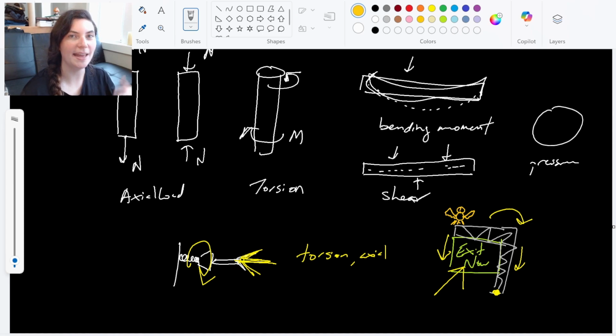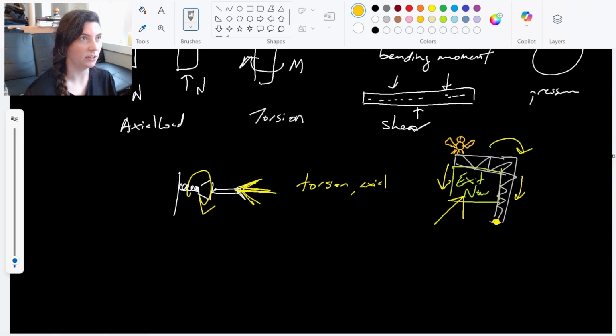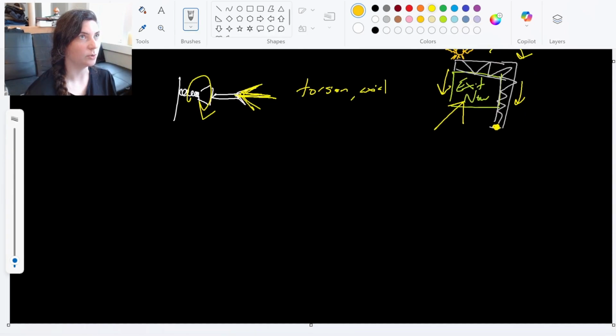So there's often many, many things going on one particular member where we need to account for all of these things. And luckily, we kind of already have learned a way of how to do this, right? The way we're going to combine all of these loadings for whatever scenario we're given is we're going to use our concept of superposition.